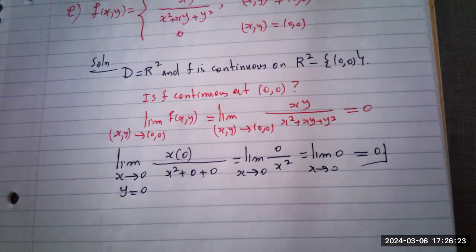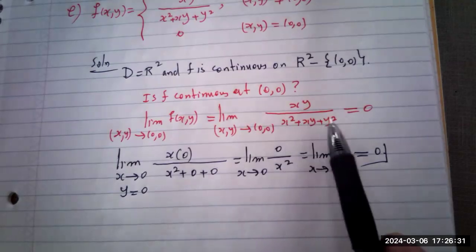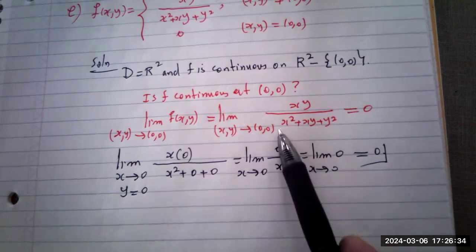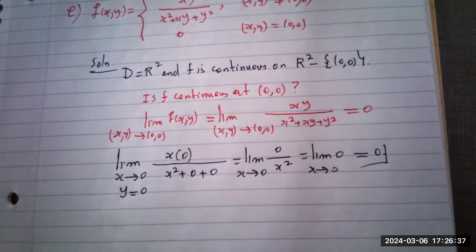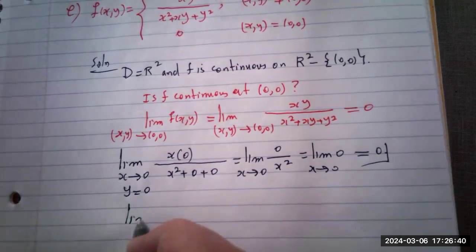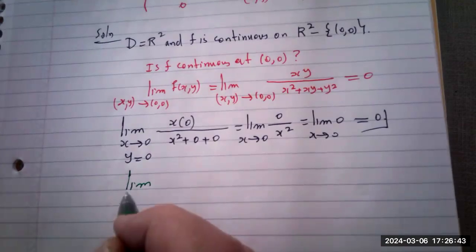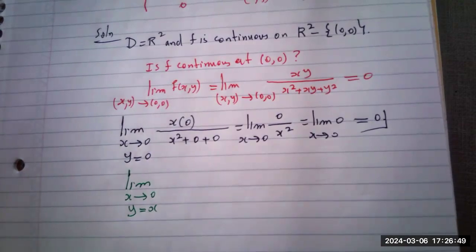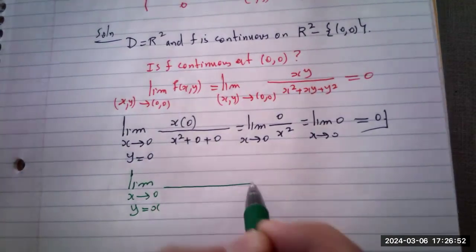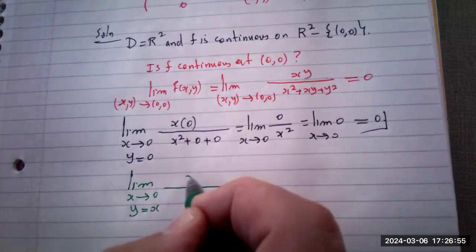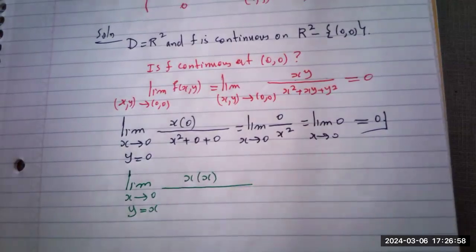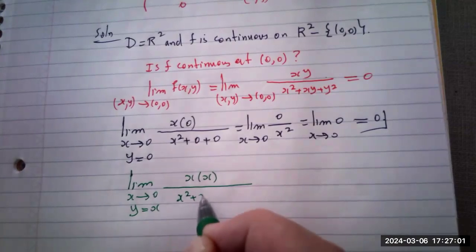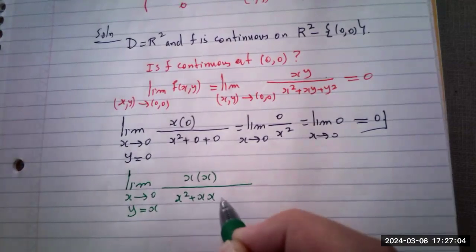So you need a non-zero number. It's no good to let x equal to 0; we get the same one. Again, the powers are the same, so take it along the line y equal to x. So the limit as x goes to 0, and you let y be equal to x. Go back and substitute. We have xy here, it's going to be x times x. Down the bottom, we get x squared plus x times x, plus x squared.